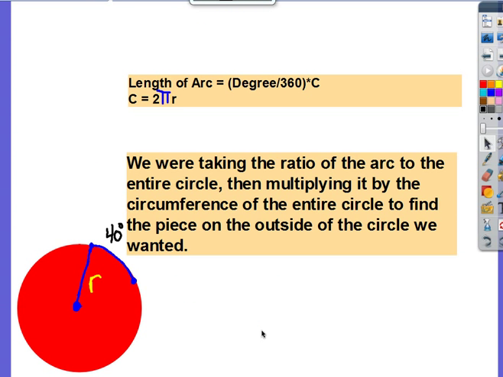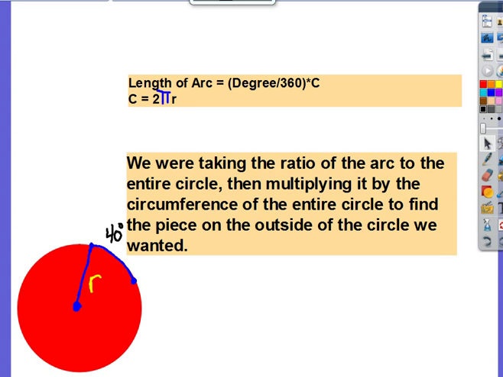Now, do not write any of this down. But I want to remind you, the length of the arc equals the degrees divided by 360 times circumference. So C equals 2 pi r. This is how we did length of arc. I know a lot of us kind of struggle with this, but we're taking the ratio of the arc to the entire circle. We do degrees divided by 360, the ratio of the arc over the entire circle, then multiply it by the circumference to get this little blue arc right here, part of it.